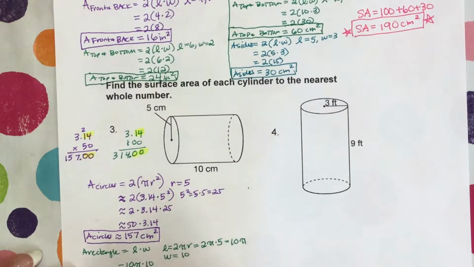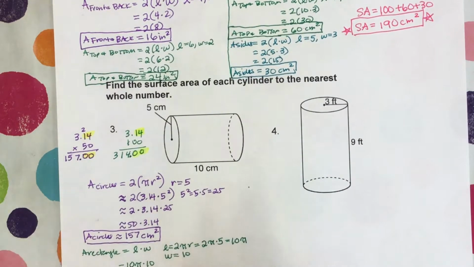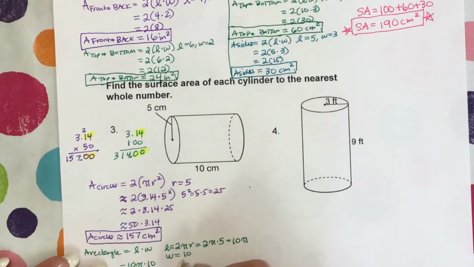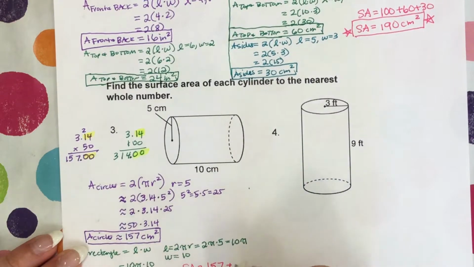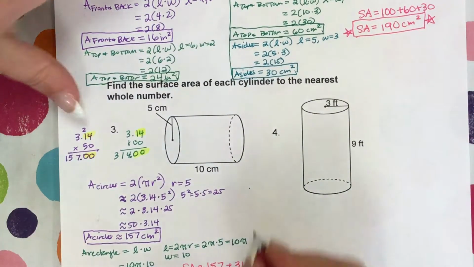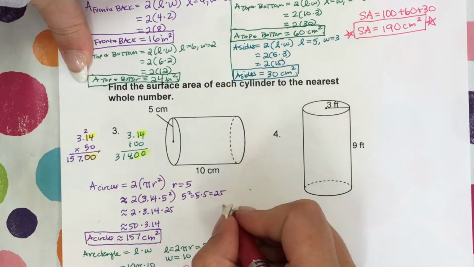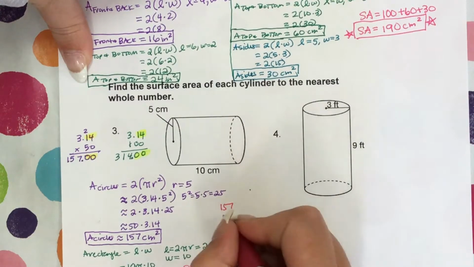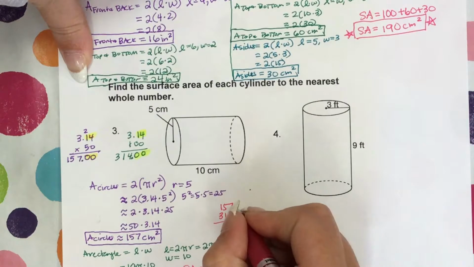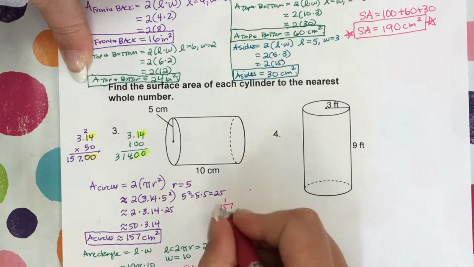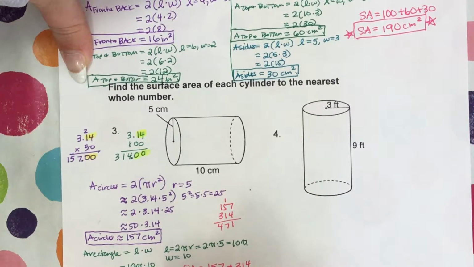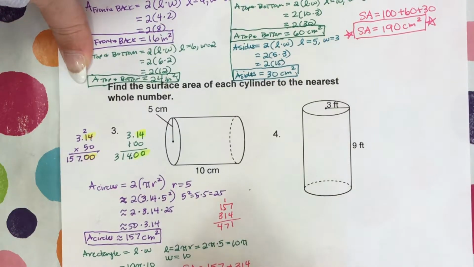Okay, area of rectangle. Now to find the surface area, we just need to add these numbers up. So the surface area is going to equal 157 plus 314. And I'm just going to take that right here. 157 plus 314: 7 plus 4 is 11, right? Write the 1, carry the 1. 5 plus 1 is 6, plus 1 is 7. 3 plus 1 is 4. So that means the surface area is equal to 471 centimeters squared.